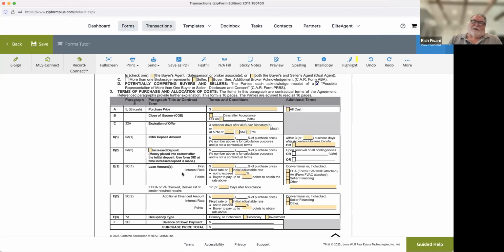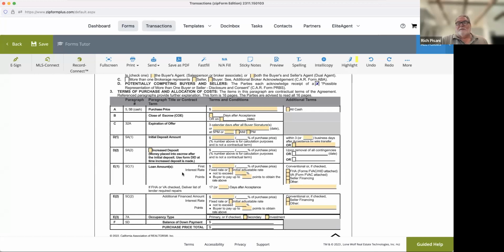Expiration of offer. It defaults to 3 calendar days at 5 o'clock. Now you can change that. You can make it 2 calendar days. You can make it 5 calendar days. Whatever, you can make it whatever. But that is when that offer expires.